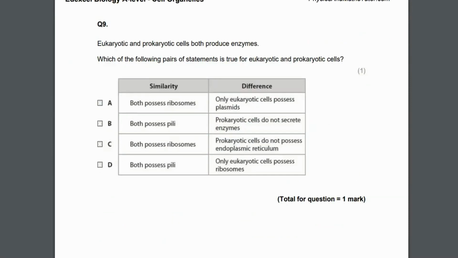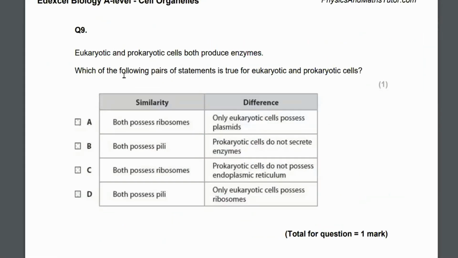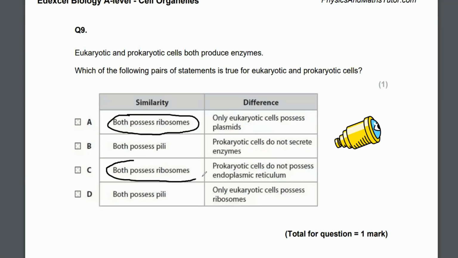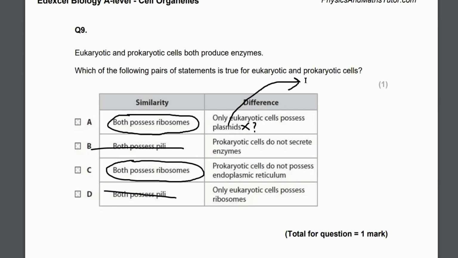Right, let's move on. Okay, question 9, zooming in. Which of the following parts of the statement is true for eukaryotic and prokaryotic? Both possess ribosomes. That leaves us with A and C. Eukaryotic possess plasmids. Actually, some eukaryotic cells do have plasmids in their chloroplasts or mitochondria, but they definitely are in bacteria, so A is incorrect. So we're looking at C here.